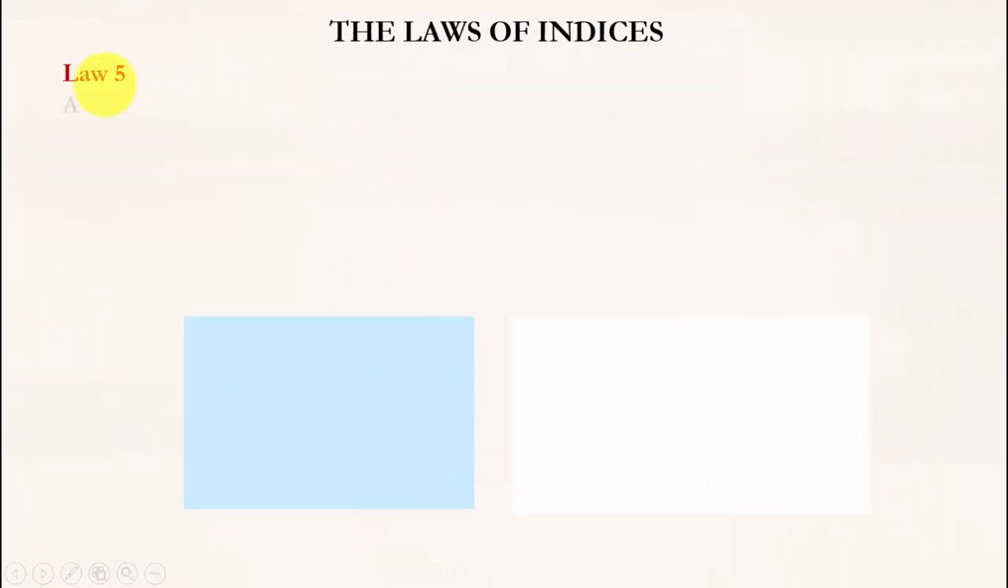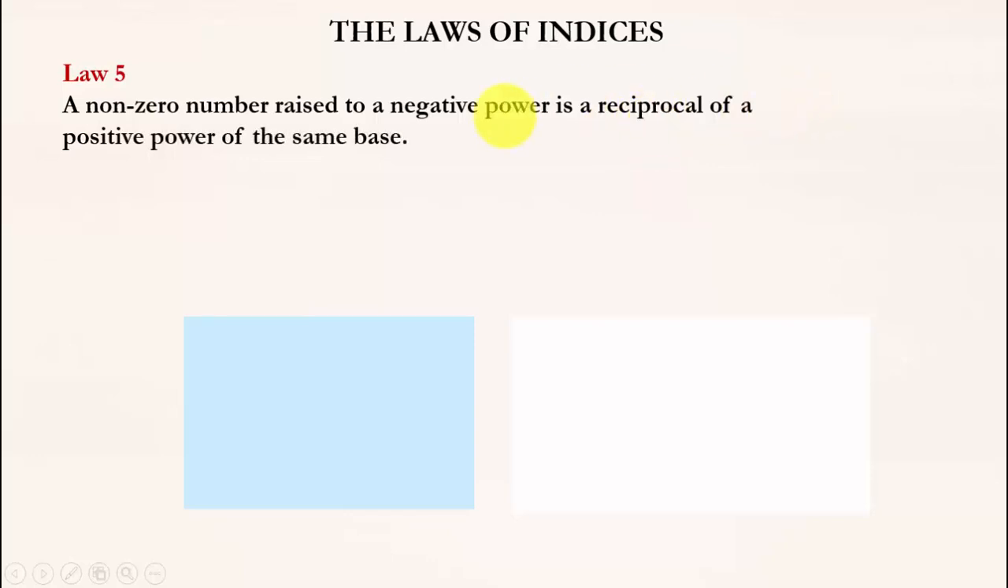Law 5. A non-zero number raised to a negative power is a reciprocal of the positive power of the same base. That is to say, a to the power negative m is simply going to be equal to 1 over a to the power m, which is the reciprocal of a to the power m.